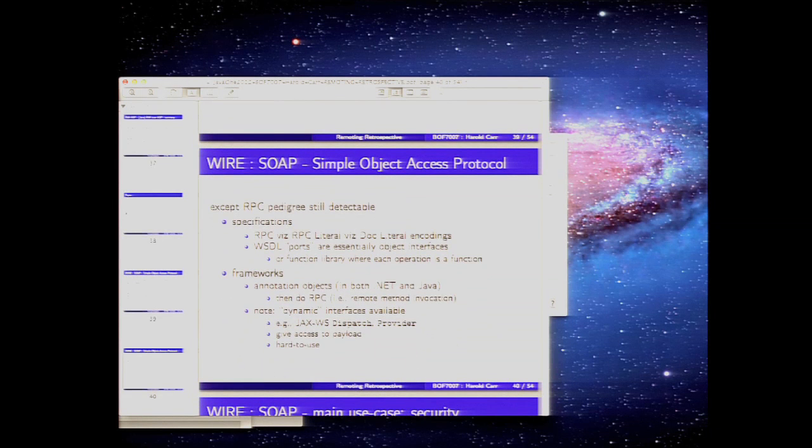Except it still has the RPC pedigree, and that's this mindset. If you look at it, it has these things called RPC encoding, RPC literal, doc literal encoding.